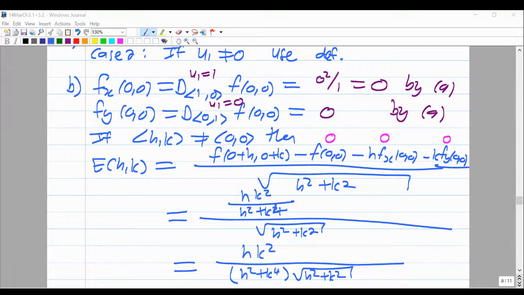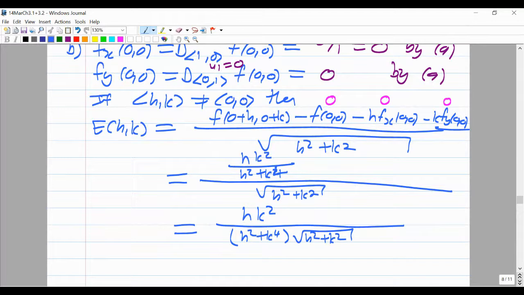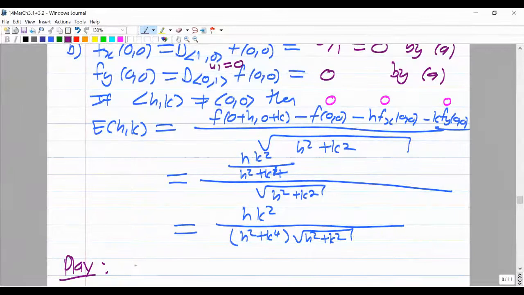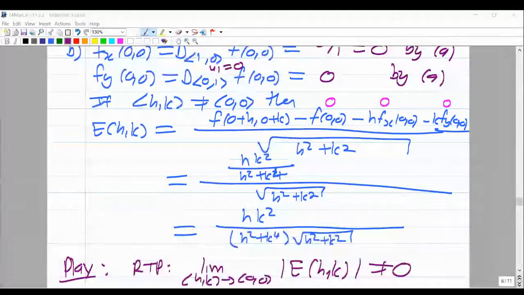Step one is done and dusted. Step two, we have the crocodile. And then step three, we are going to show that it doesn't exist. Now, to show it doesn't exist, we just need one path. So we are going to show non-existence. So I'm going to play here for a little while. Yes. So required to prove the limit as (h, k) goes to the origin of the absolute value of e is not equal to zero. Mr. Erasmus, can I get a smiley face that you're happy with that?